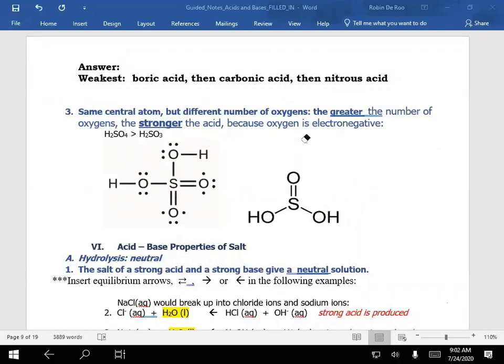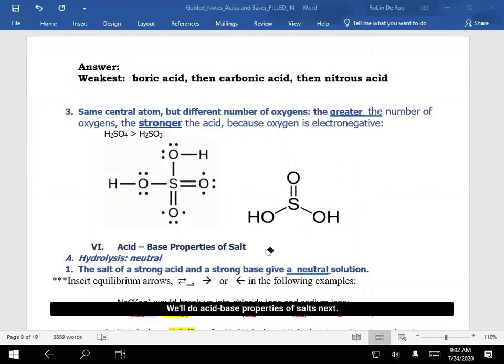Okay, we'll do acid-base properties of salts next.